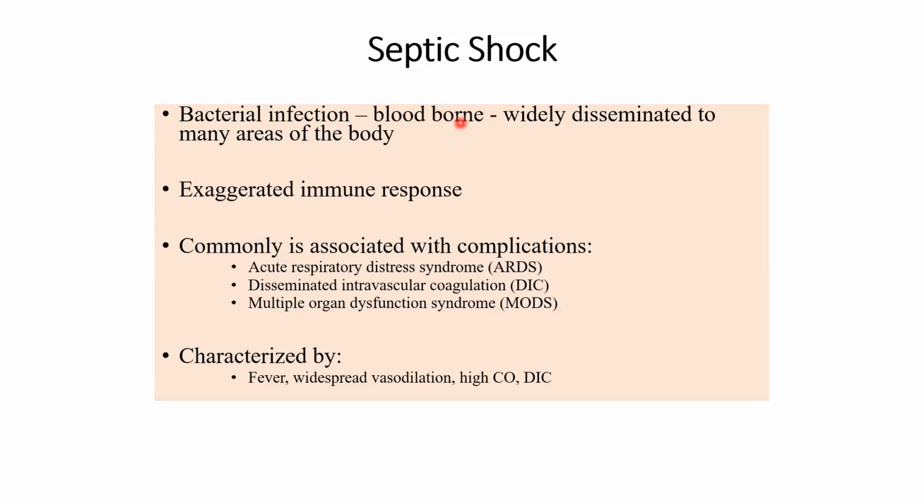That's very bad news, because once anything is bloodborne, it is of course widely disseminated throughout the body, and you can imagine that multiple organs will be involved. All sorts of problems of respiration, DIC, and then MODS, which is multi-organ failure, will ensue. It's basically an exaggerated immune response, because wherever this infection goes will also trigger an immune response. It's characterized by fever, widespread vasodilation, high cardiac output because of hypercirculation, and DIC, as mentioned before.